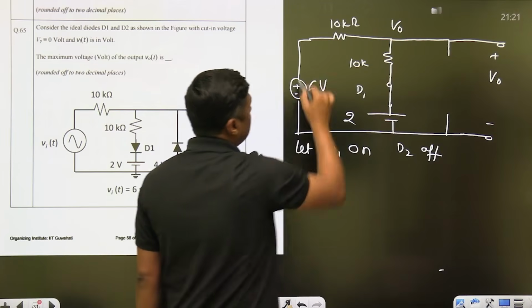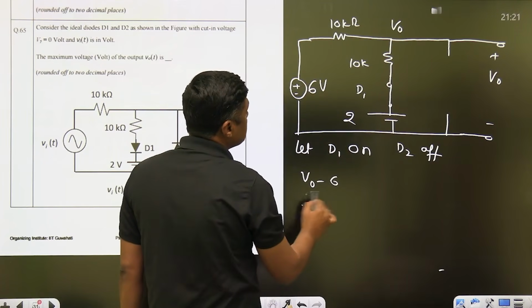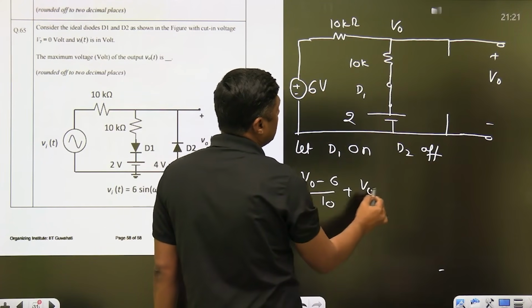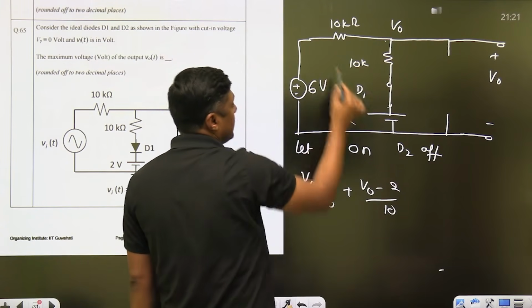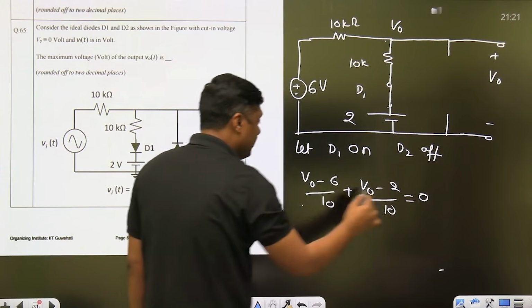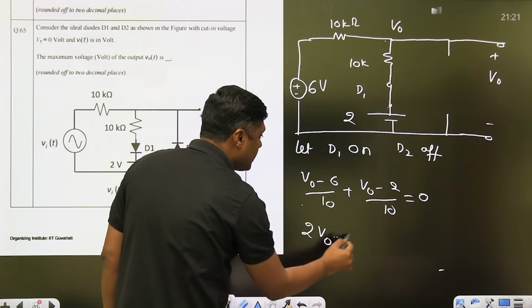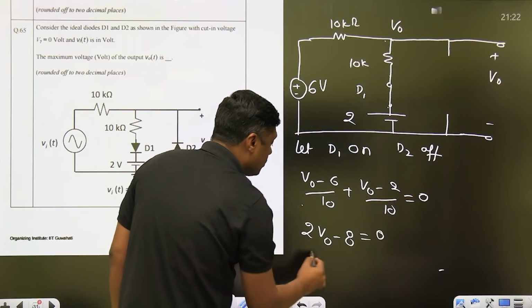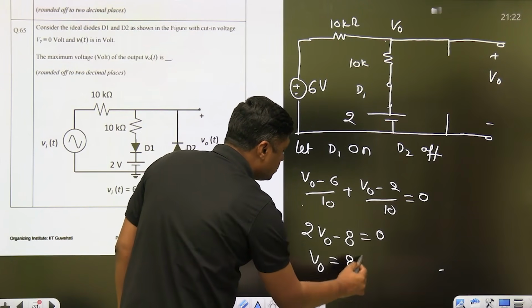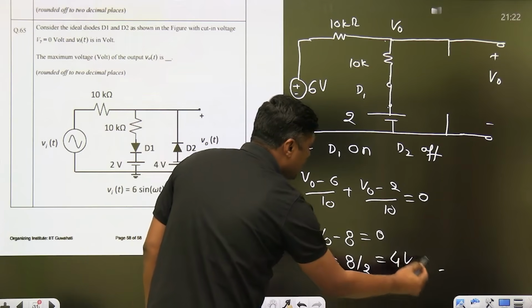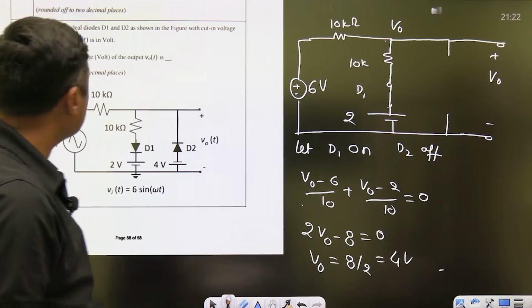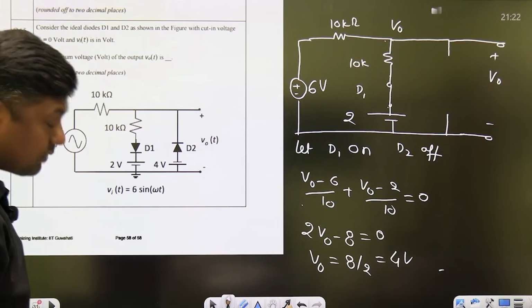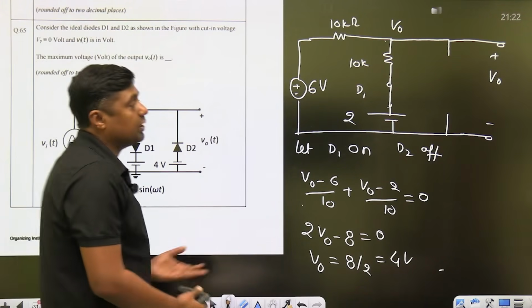Write down the KCL. V0 minus 6 by 10 plus V0 minus 2 by 10 plus V0 minus 2 by 10 plus V0 minus 6 by 10 is equal to 0. 10, 10 it will become 0. 2 V0 minus 8 is equal to 0. So V0 is equal to 8 by 2, that is equal to 4 volt. So we are getting the maximum voltage as 4 volt. This is question number 65, and the answer is 4 volt for this particular question, guys.